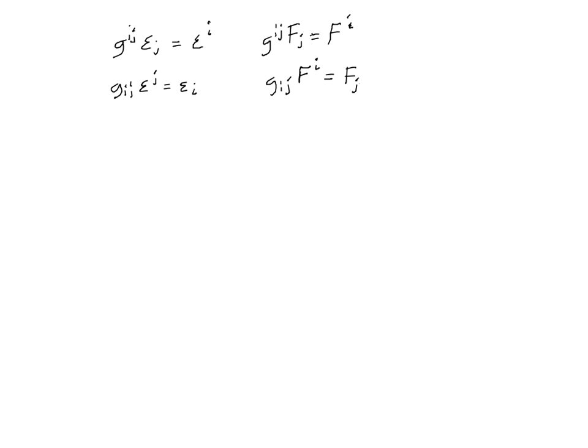So this is one of the neat things about it. Now if we look at this in spherical coordinates, then what happens is the metric actually looks like this, where it's 1, r squared, and r squared sine squared theta.